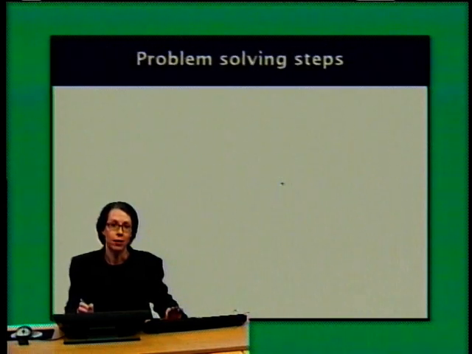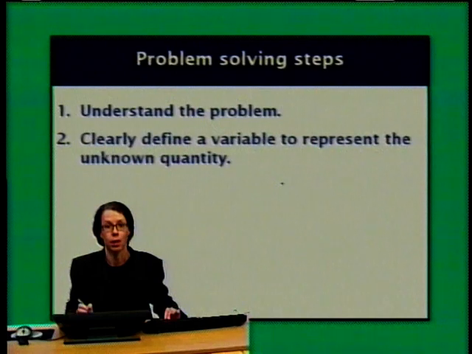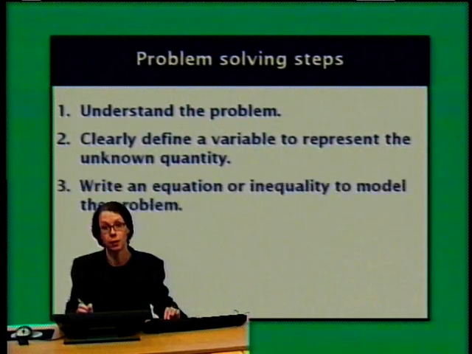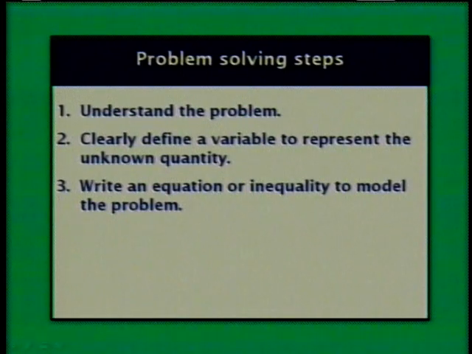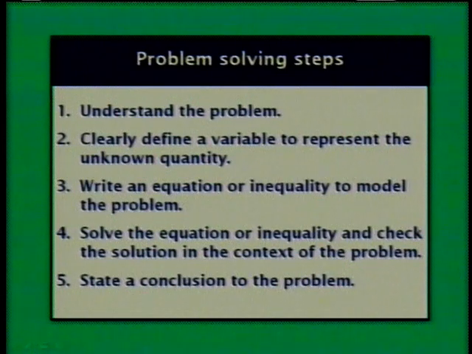So to summarize, let's just go through those problem-solving steps one more time. Our first thing we need to do is really try to understand the problem. Clearly define a variable to represent the unknown quantity, then write an equation or inequality to model the problem, solve the equation or inequality and check the solution in the context of the problem, and finally state a conclusion to the problem.